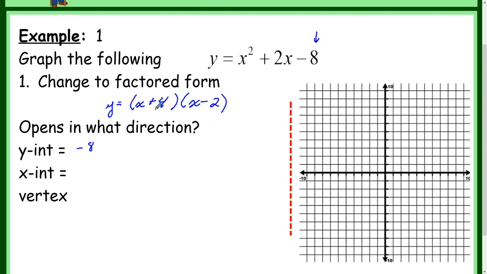And then our x-intercepts are going to come from here. So this is going to be x + 4 = 0, x = -4. Oops. This is going to be x - 2 = 0, x = 2. So our x-intercepts are going to be -4 and 2.